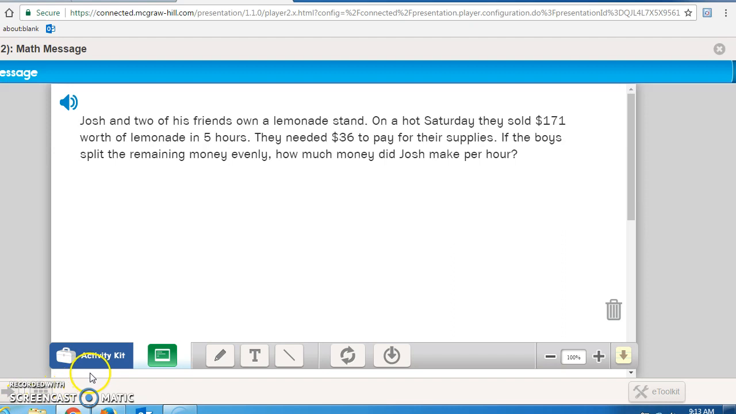It says, Josh and 2 of his friends own a lemonade stand. On a hot Saturday, they sold $171 worth of lemonade in 5 hours. They needed $36 to pay for their supplies. If the boys split the remaining money evenly, how much money did Josh make per hour?